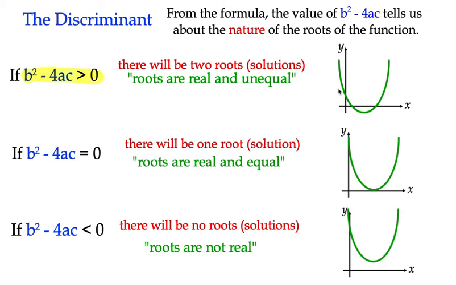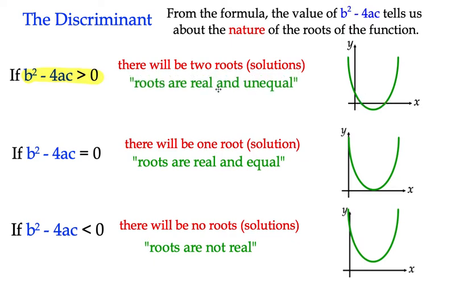There'll be 2 roots. So there's a picture of what that would look like on a graph. 2 points, it cuts the x-axis. What we say about the roots is they are real and unequal. The roots are real numbers, and they're unequal because they're 2 different values. So if you discover that the discriminant is greater than 0, you can say the roots are real and unequal.